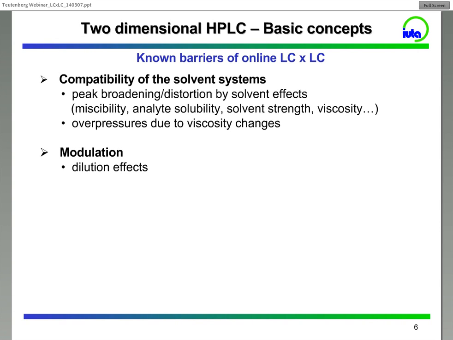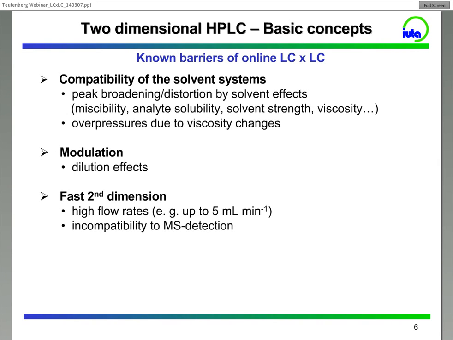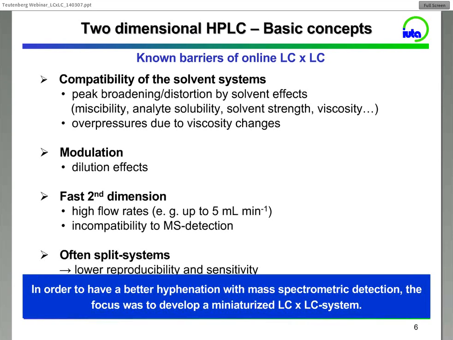Then we have the modulation. Modulation is always accompanied with a dilution, so you lose sensitivity. Another aspect is that you need to be really fast in the second dimension separation. And in order to achieve this, many authors used very high flow rates, up to, let's say, 5 milliliter per minute. Well, and this is not that compatible with MS detection, especially if you use electrospray ionization. So in this case, often split systems are used, but they will give you a lower reproducibility. And this was clearly the motivation for us to use a miniaturized approach where we used nano and capillary LC in the first and second dimension.